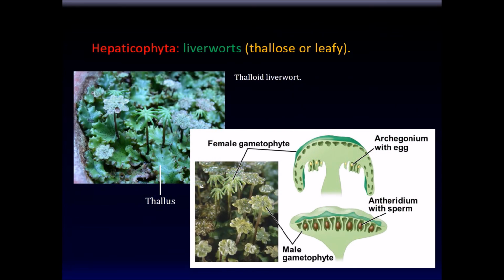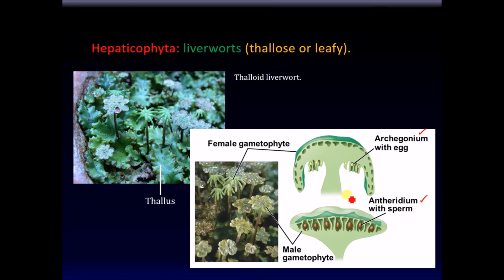Now, sexual reproduction in the liverworts is very similar to the mosses. There's this little female stalk and there's a male stalk, and the male stalk produces sperm and the female stalk produces the egg. The female gametophyte produces the eggs, which are stored in the archegonium, and the male gametophyte, which looks like this, has the antheridium, and it produces the sperm.